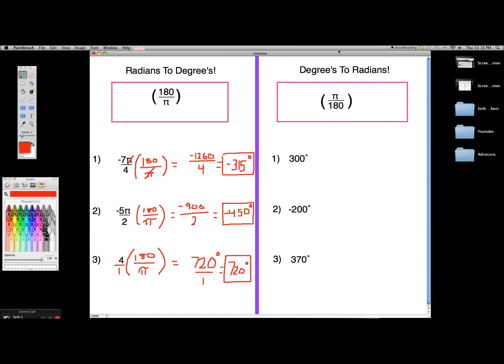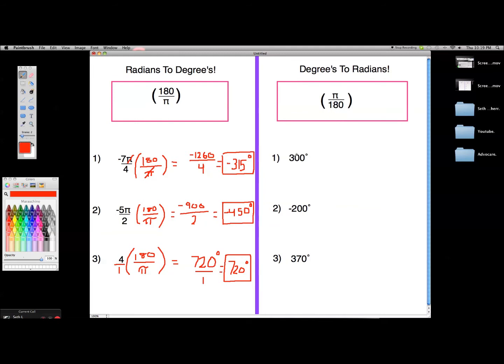And now we'll move on to degrees to radians. And it's technically the same formula except you're flipping them. So it's going to be pi over 180. And you're just multiplying your degrees by that equation. And so we'll start out with 300 degrees. And you multiply it by pi over 180.